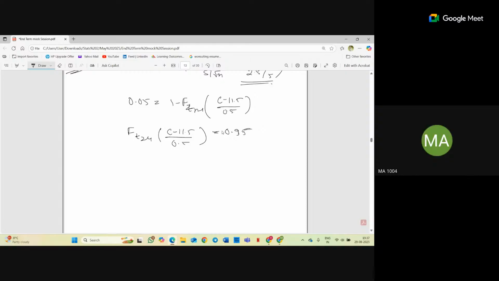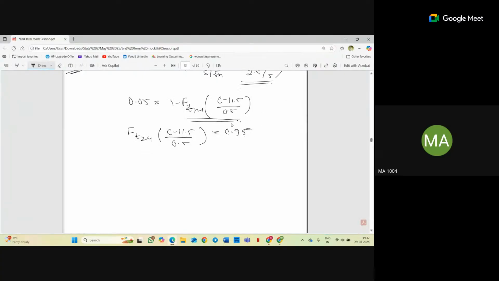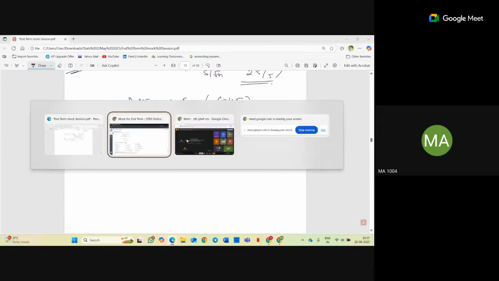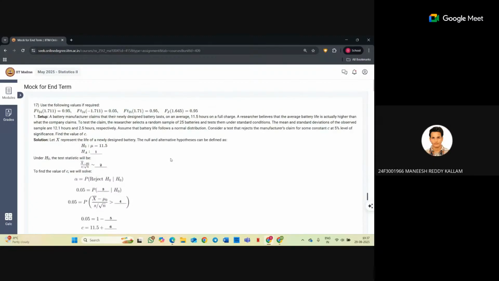Okay, the next step. So what will be my value? This is F T24 of C minus 11.5 divided by 0.5. Then we have to calculate the value of C. So C minus 11.5 divided by 0.5 will be equal to F T inverse of 0.95 with 24 degrees of freedom. What is that value? Which value will we take?